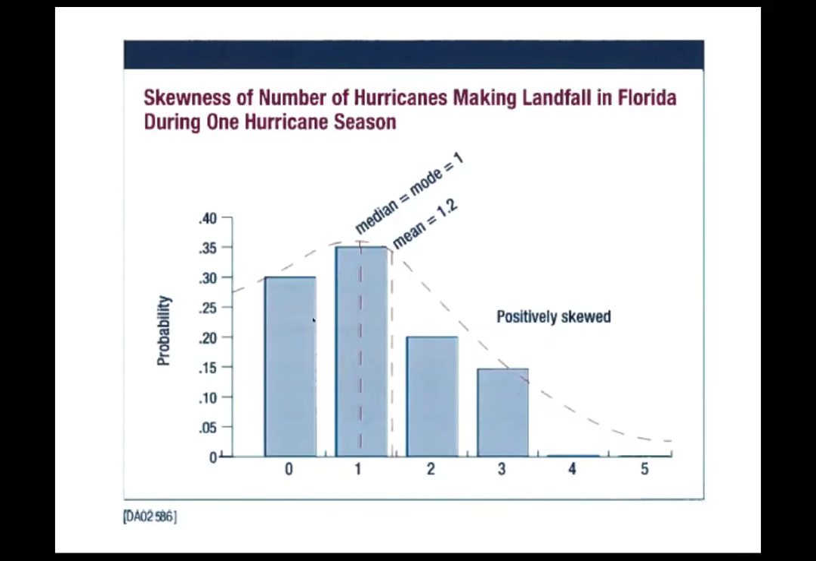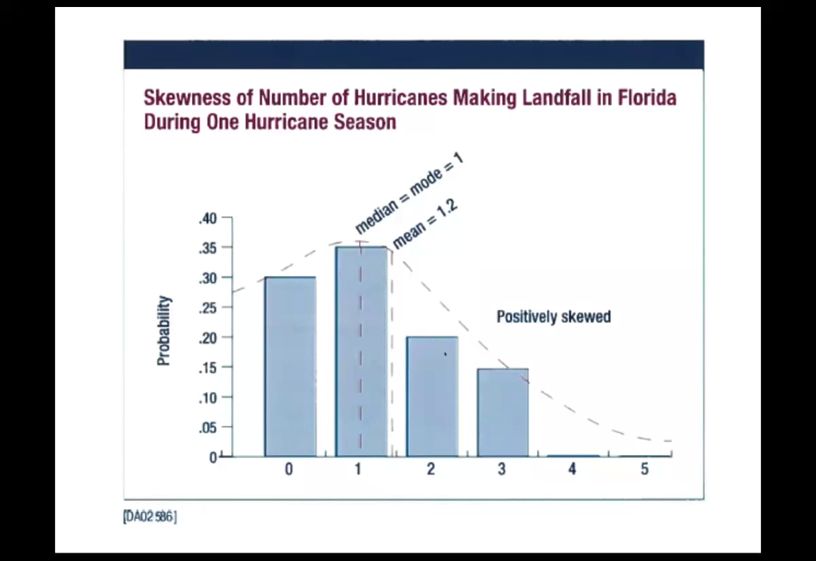So the likelihood of 0 is about 30%. We saw this earlier, right? And if we look at this histogram, and they do the trend line here, we see 1 is about 35%. This is the most common. So the median and the mode are about 1, but the mean is about 1.2. So the central tendency is most likely one hurricane a year reaching landfall.